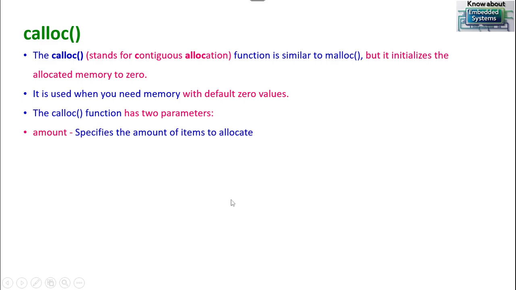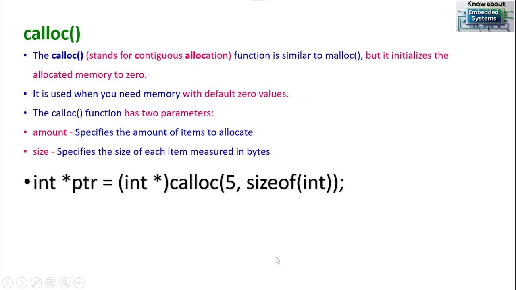So this is the difference, as I told. In calloc we have two parameters. One is the amount of memory we have to specify, and the second parameter is size. So two parameters we have to mention for calloc. It is exactly similar to malloc, but with one small difference. One major difference is calloc will initialize memory with 0. The second major difference is we have to pass two parameters here.